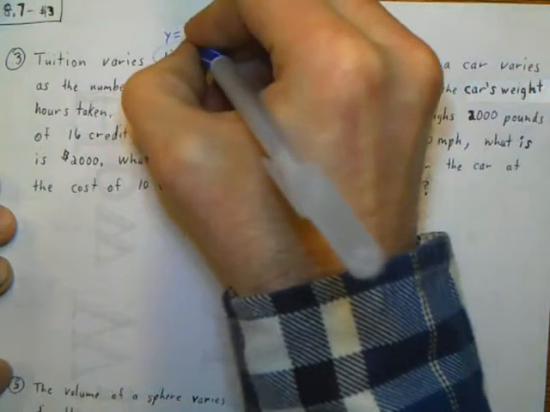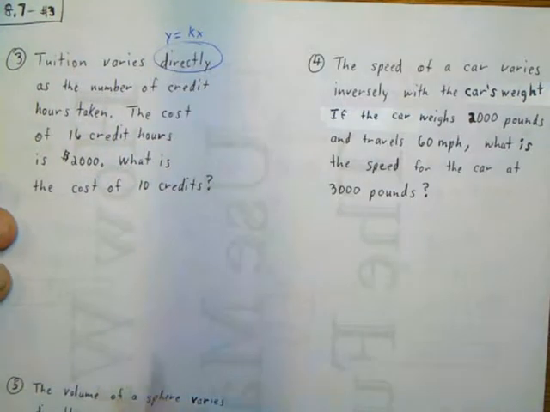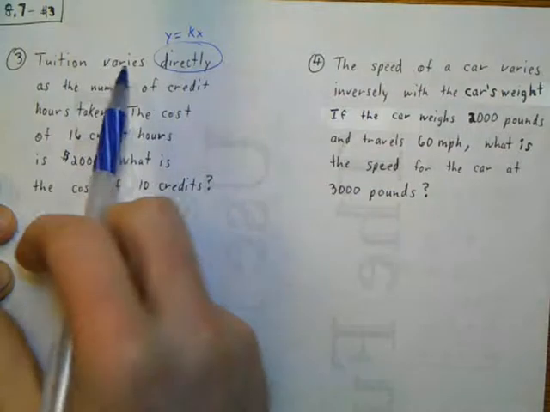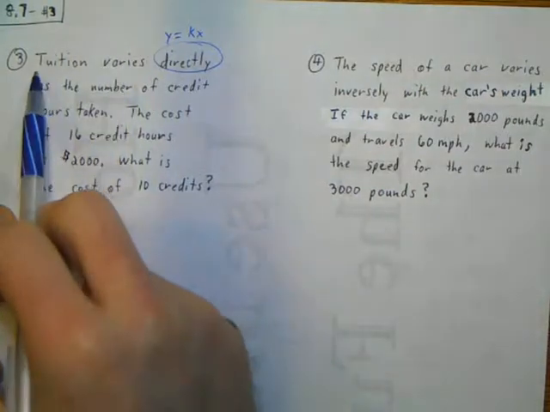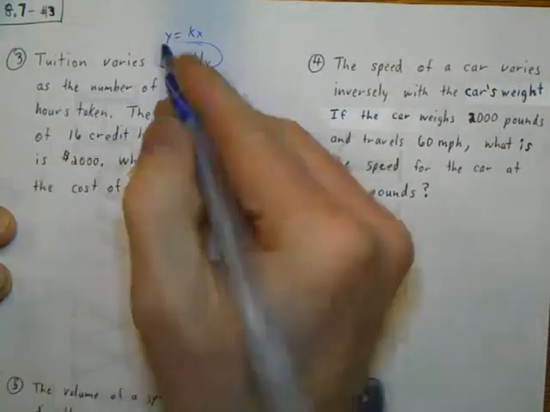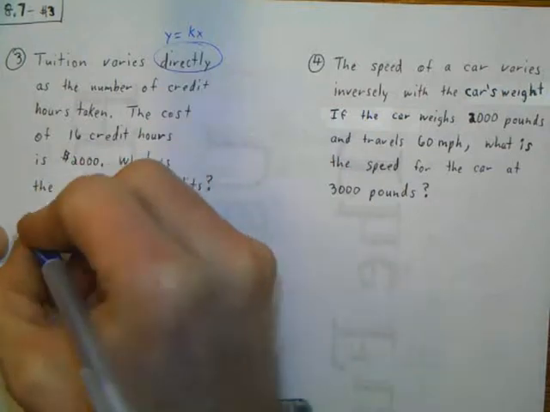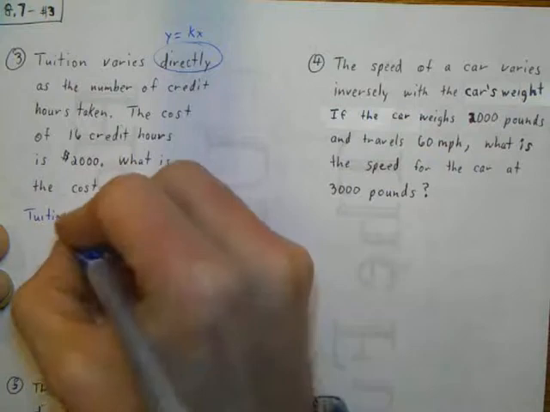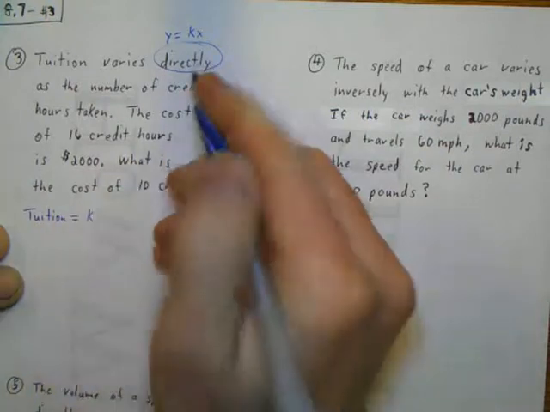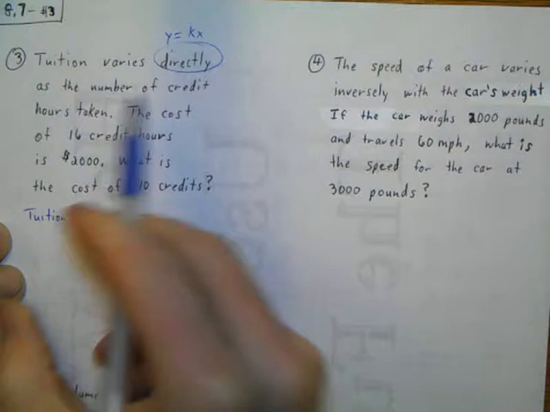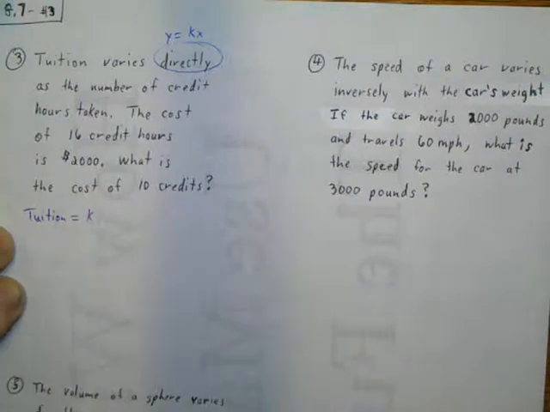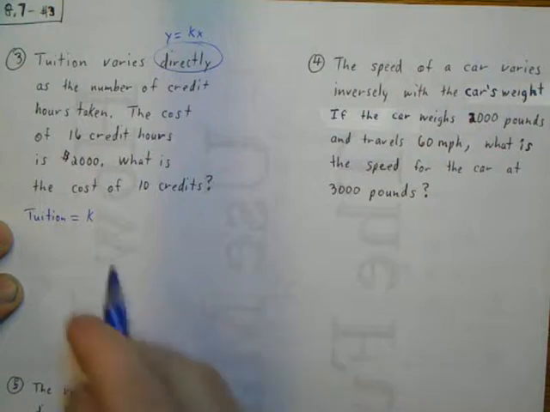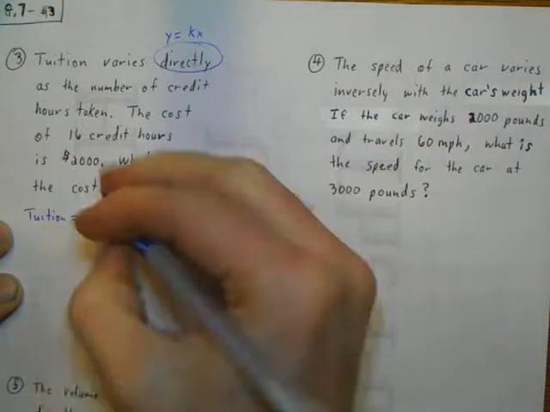Direct variation, we said, is y equals kx. In this case, what do I have before the word varies? The word tuition. So that means that my y variable is really the word tuition. So my tuition equals a constant, and it says it directly varies as the number of credit hours taken. So we just need to pick a word there, credit or hours. I think in the question down below we're talking about credits, so I'm just going to use the word credits.